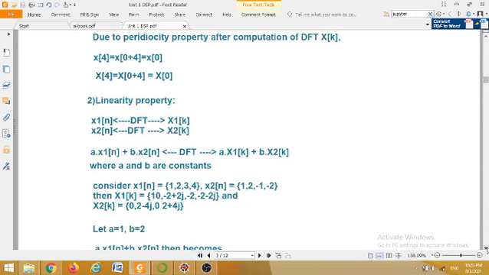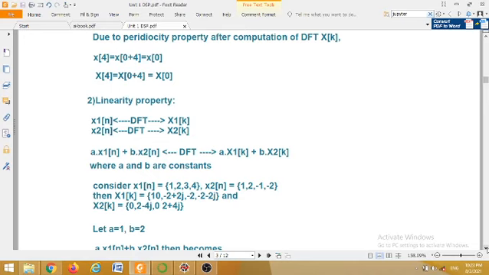Linearity property. The second property is the linearity property. Consider we have two sequences, x1 of n and x2 of n, and their corresponding DFTs are X1 of k and X2 of k. Considering that it is the DFT, the inverse is called the IDFT, inverse DFT.